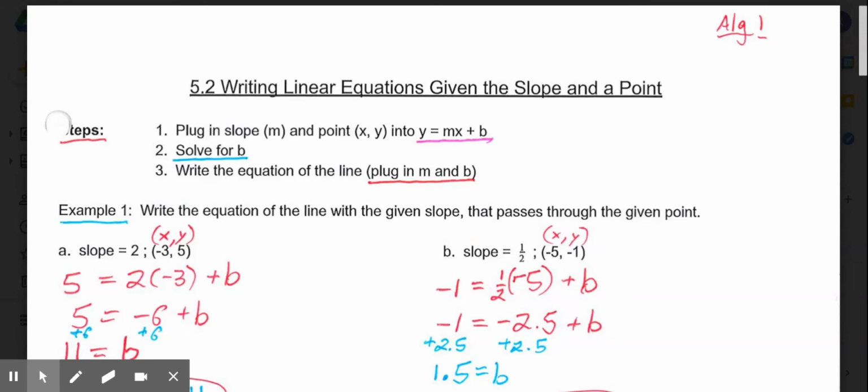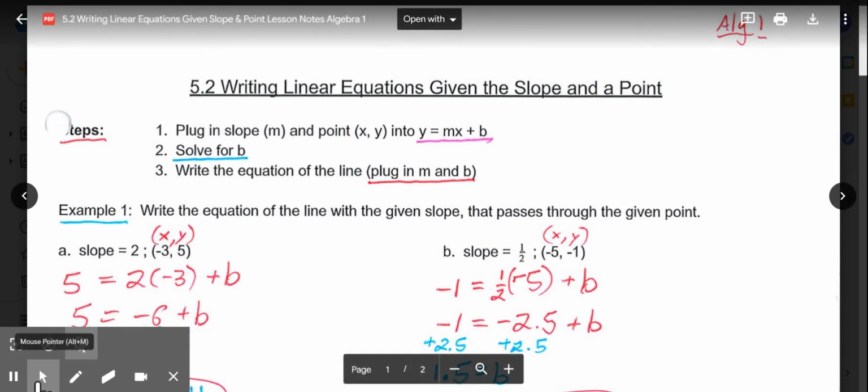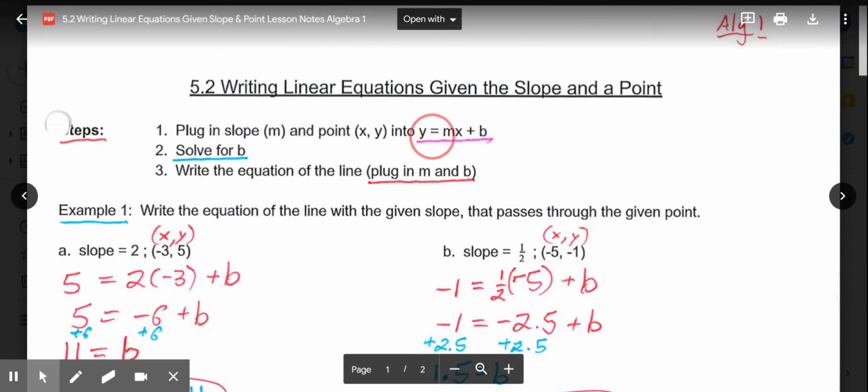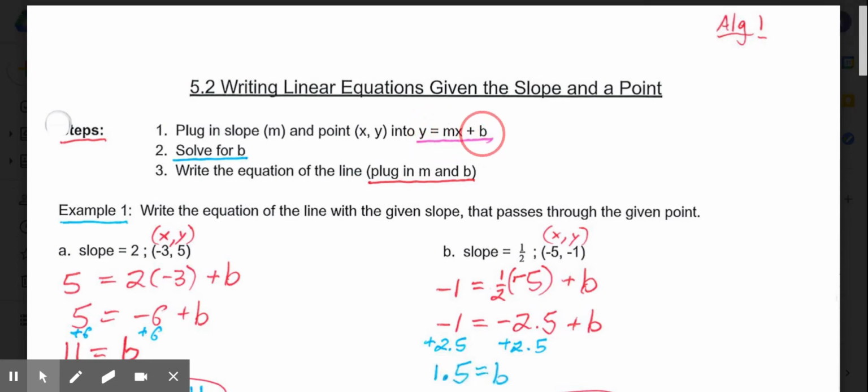Welcome to lesson 5.2, writing linear equations given the slope and a point. In this lesson, we are still going to be using the equation for slope-intercept form, y equals mx plus b. Remember, the letter m is always your slope, and the b is always your y-intercept. Today we're going to use 3 steps in order to write these linear equations.